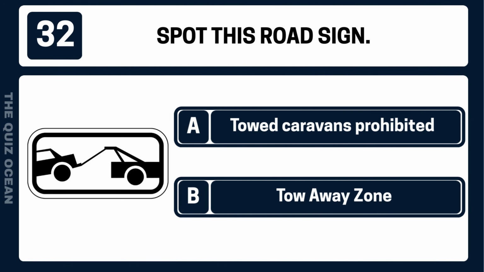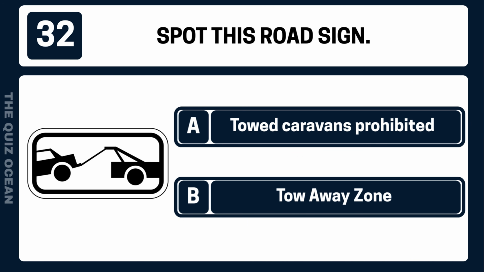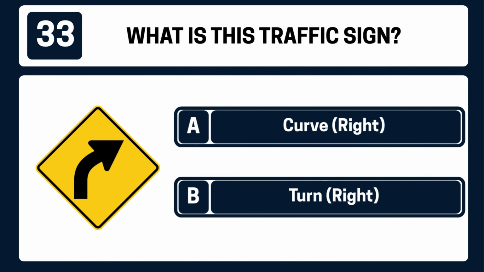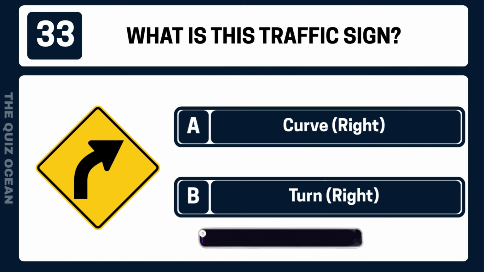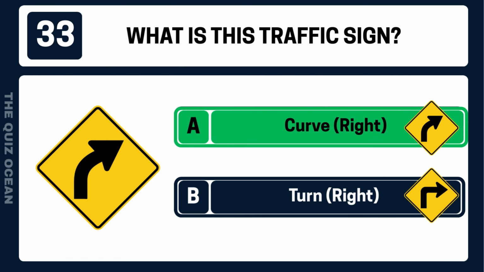Question 32. Spot this road sign. A. Towed caravans prohibited. B. Tow-away zone. The answer is B. Tow-away zone. Question 33. What is this traffic sign? A. Curve right. B. Turn right. The answer is A. Curve right.